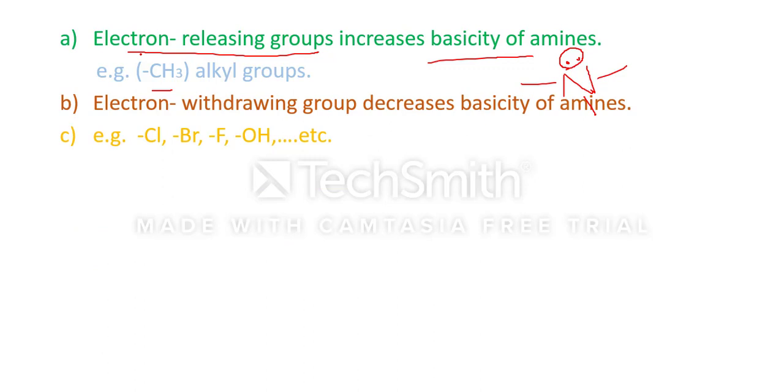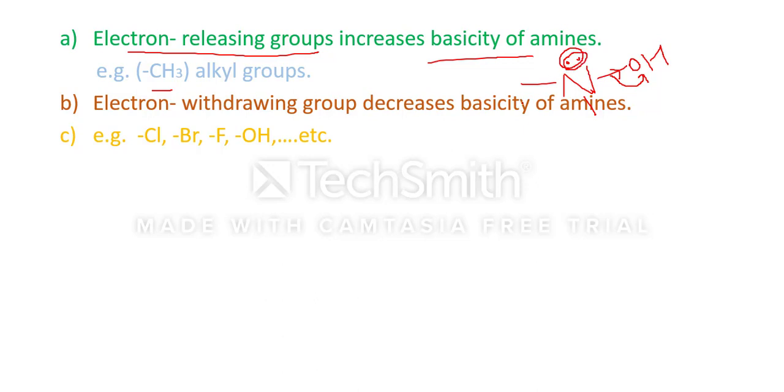Next, electron withdrawing groups decrease the basicity of amines. Examples are chlorine, bromine, fluorine, hydroxide. Electron withdrawing groups decrease the basicity, which means they withdraw electrons from nitrogen towards the outer side. Here, where the hydroxide group is present, it abstracts electrons, so the nitrogen density is reduced and the lone pair of electrons is less available.